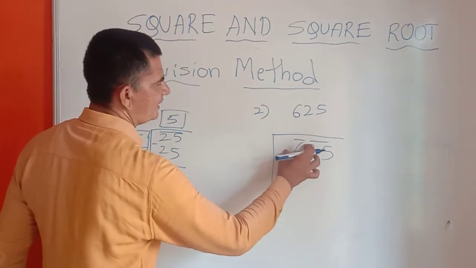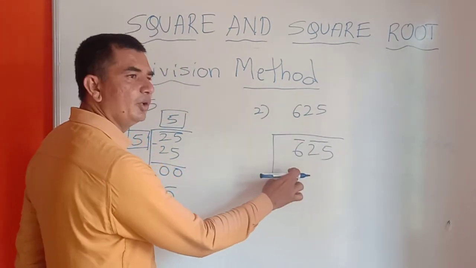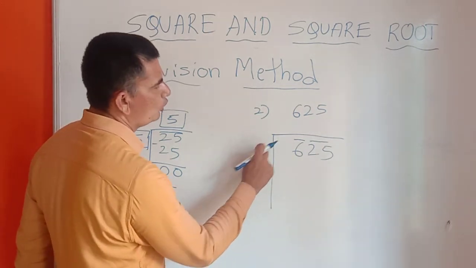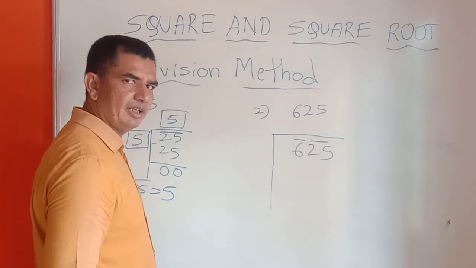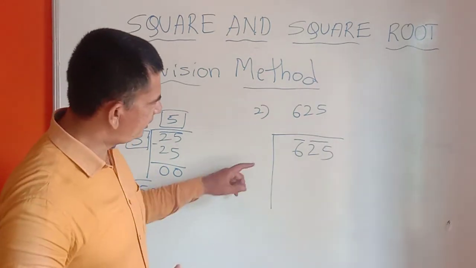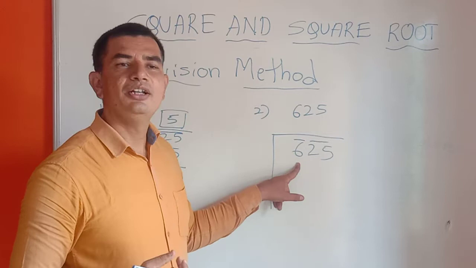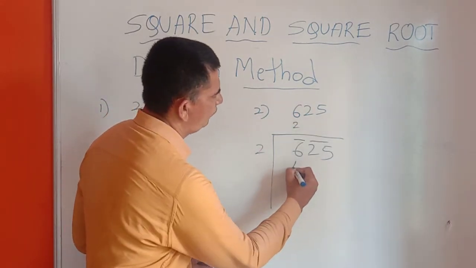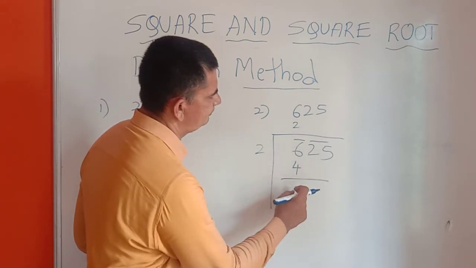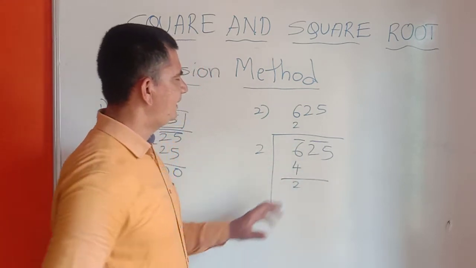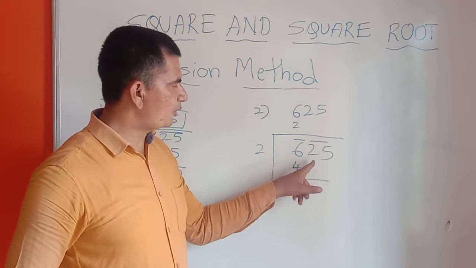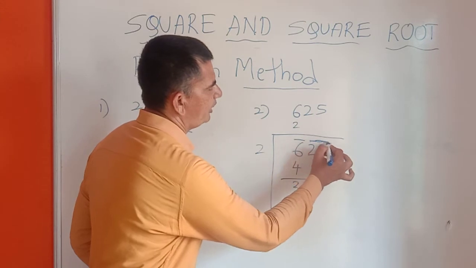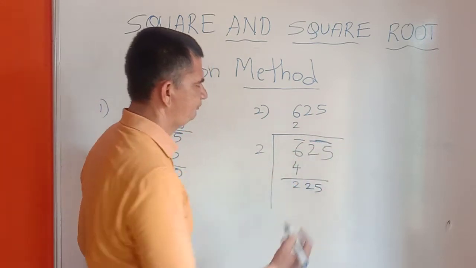So 6 is there. If you take 1, 1 1s are 1, which is a very small number compared to 6. If you take 2, 2 2s are 4. 4 is okay. Then check one more time. If you take 3, 3 3s are 9. 9 is bigger than 6, so you can take 2. 2 2s are 4. So 6 minus 4 is 2. And next we should not take 2 here, we should take 25, because this is already a group of 1 unit, so we have to take 25 here.